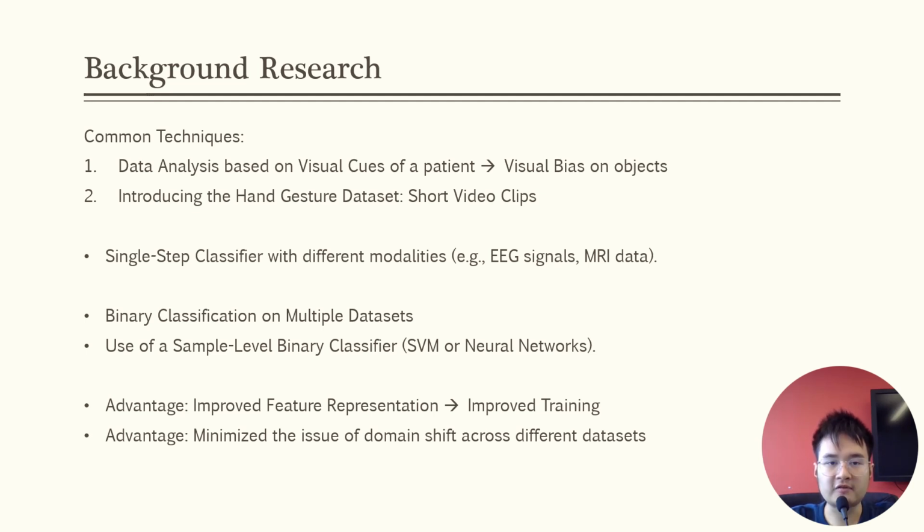Moreover, we have a single-step classifier with different modalities, which integrates multiple data types or sources in one classification process. Also, we have binary classification on multiple datasets, such as the use of a sample-level binary classifier like SVM or neural networks. In general, the advantage is an improvement of feature representation, which also improves the training performance and minimizes the issue of domain shift across different datasets.